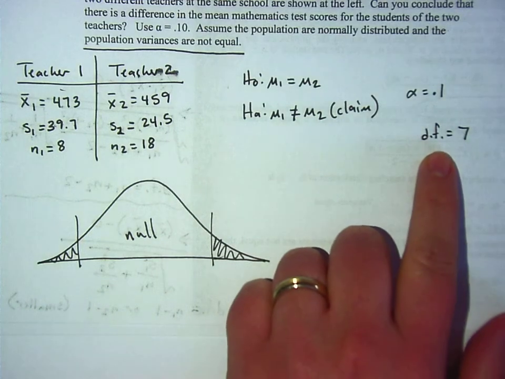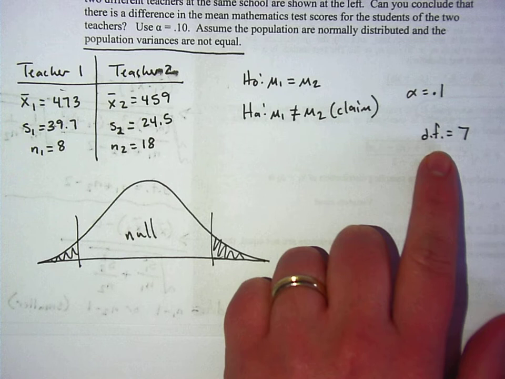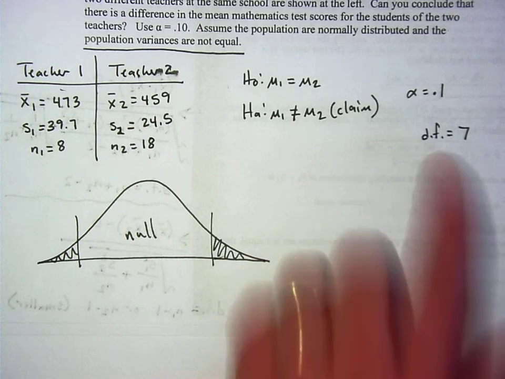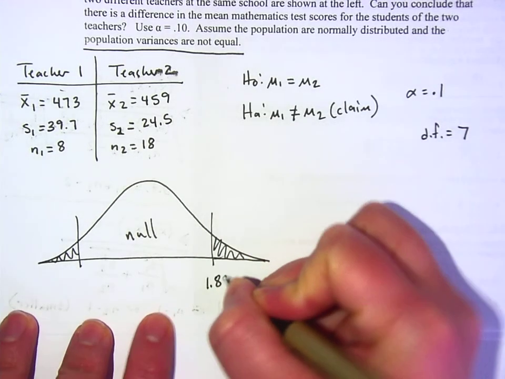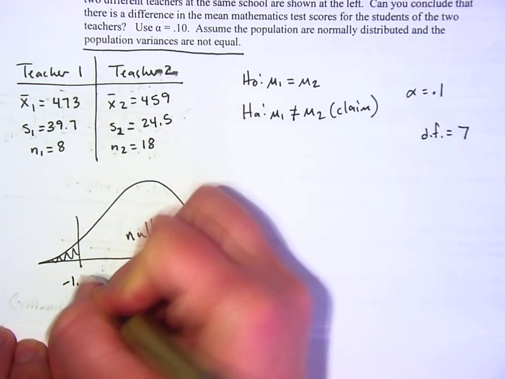So degree of freedom is 7, and then we're looking at a two-tailed test of alpha is 0.1. I got 1.895. You guys get the same thing? 1.895 and negative 1.895.